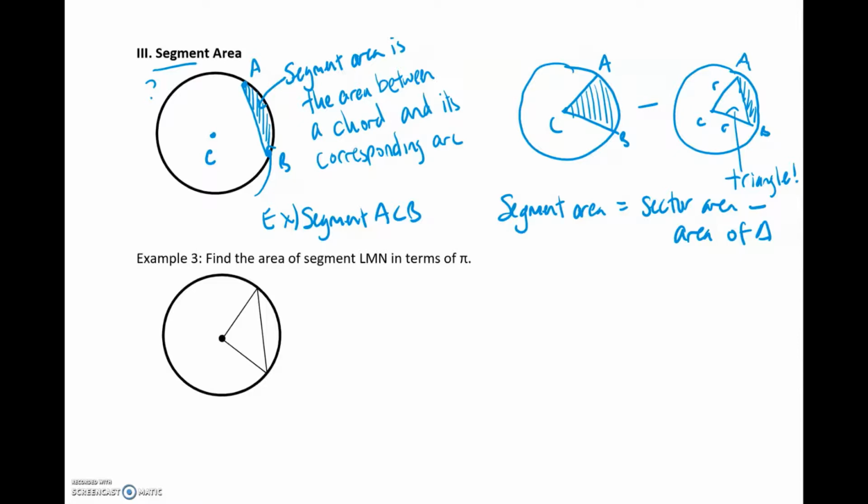So example 3, this last one, sorry, I forgot to put in these numbers, but we'll call this circle M, and we're looking for the area of segment LMN. We want to leave our answer in terms of pi, and this is information that is in the problem. So each radius is 9 inches, and the central angle is 120 degrees.